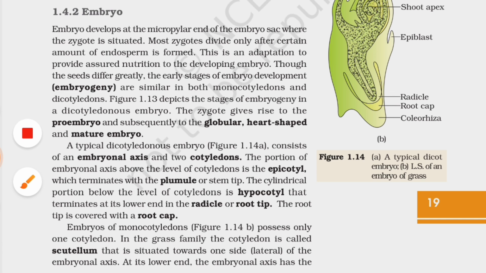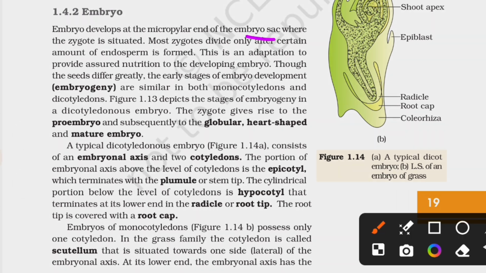The embryo develops at the micropylar end of the embryo sac where the zygote is situated. Most zygotes divide only after a certain amount of endosperm is formed. This is an adaptation to provide assured nutrition to the developing embryo. Though seeds differ greatly, the early stages of embryo development, embryogeny, are similar in both monocotyledons and dicotyledons. Depict the stages of embryogeny in a dicotyledonous embryo. The zygote gives rise to the proembryo and subsequently to the globular, heart-shaped and mature embryo.